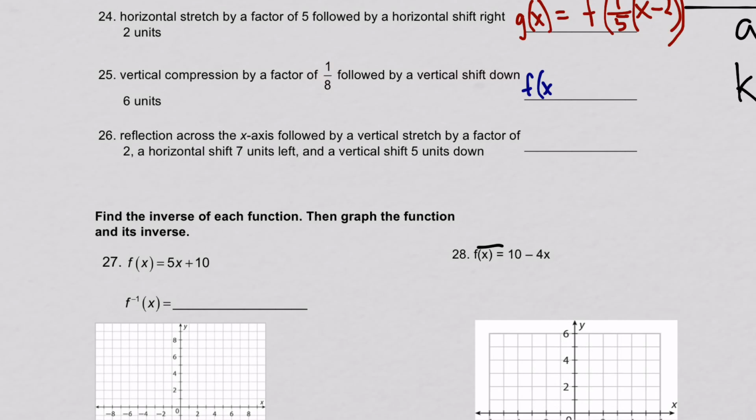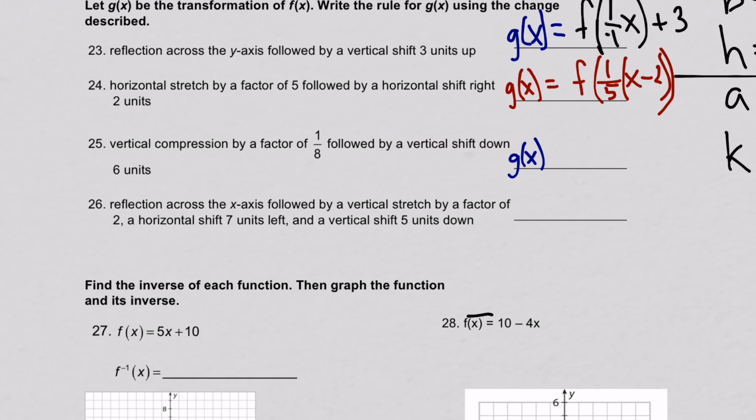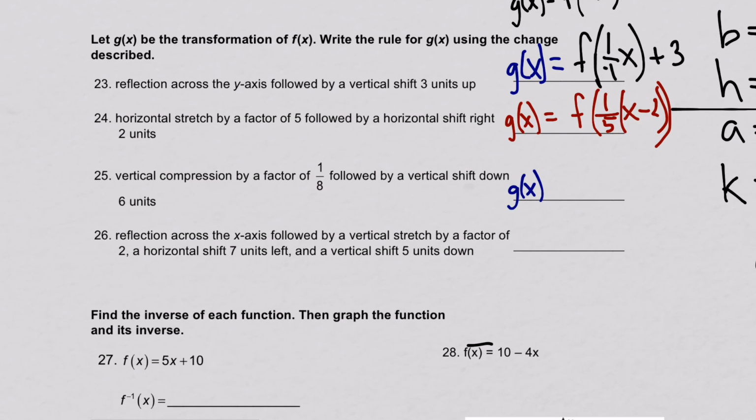We're writing g of x in terms of f of x. There's a little confusion on that. F of x is our original function, and the transformed function is g of x. So we're actually writing g of x in terms of our original function, which was f of x.